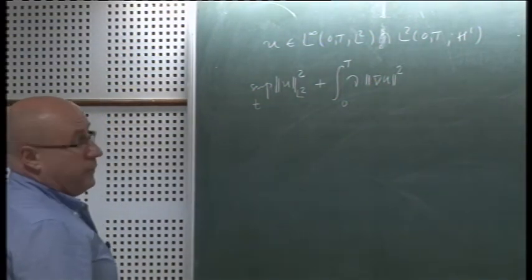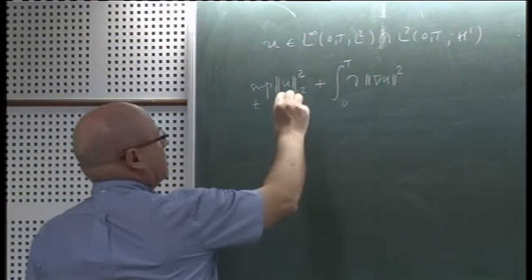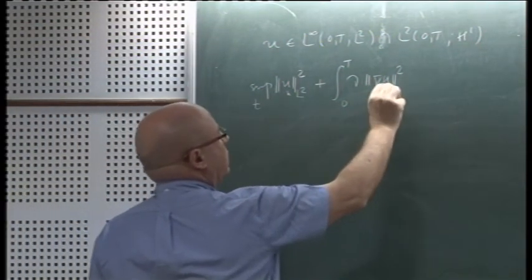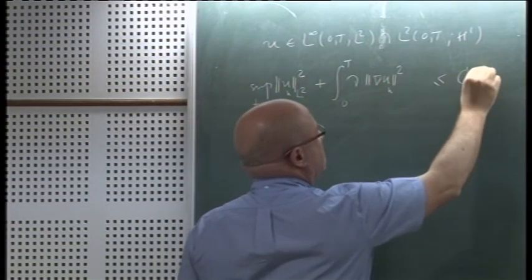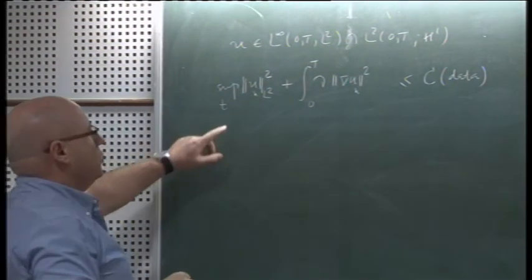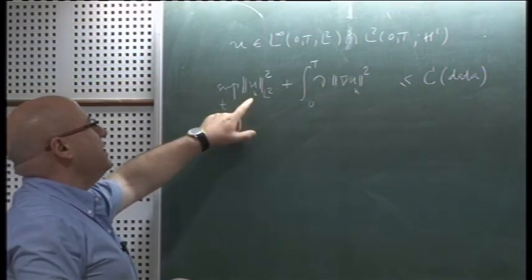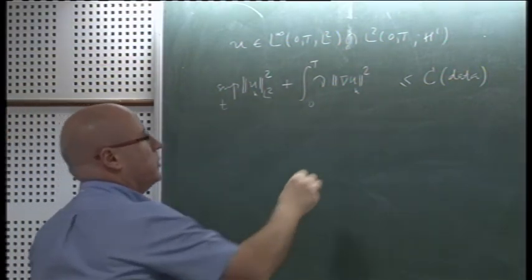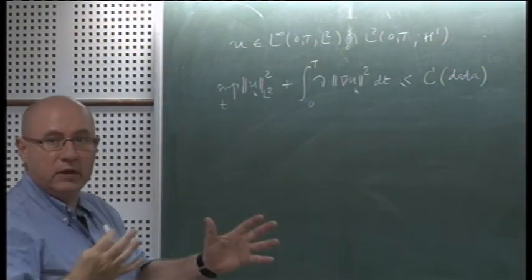So for the Galerkin method, stability usually is proved in this way. Stability is proved by saying that this is bounded in terms of the data. That would be for a solution that is, what does it mean? It means that the solution is continuous in time. I am integrating in time, okay? I'm integrating in time.